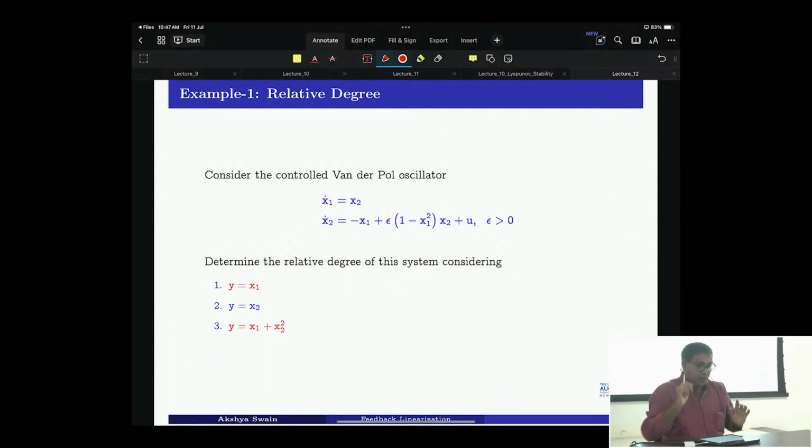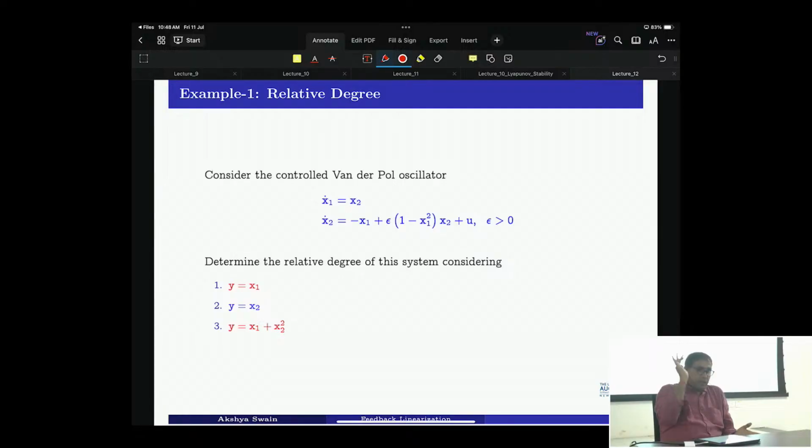Now see. Consider the Van der Pol oscillator. X1 dot is equal to X2, X2 dot is this one. Determine the relative degree of the system when Y is equal to X1. First let us see. Relative degree is important. I will tell you why it is important. What is relative degree? Differentiate Y until U appears. The number of times you differentiate until U appears is the relative order.